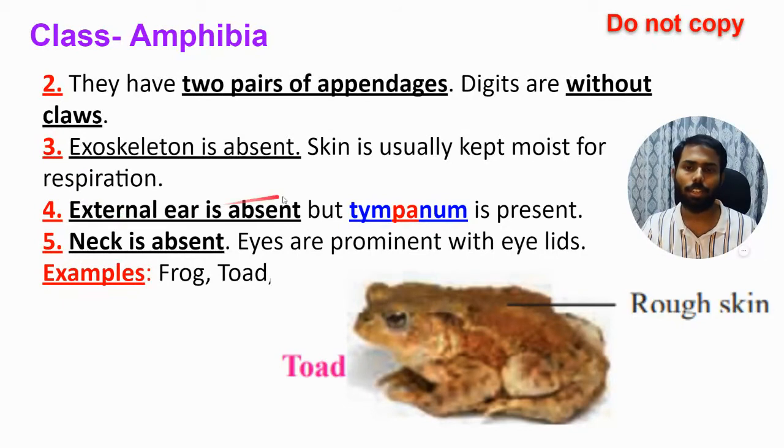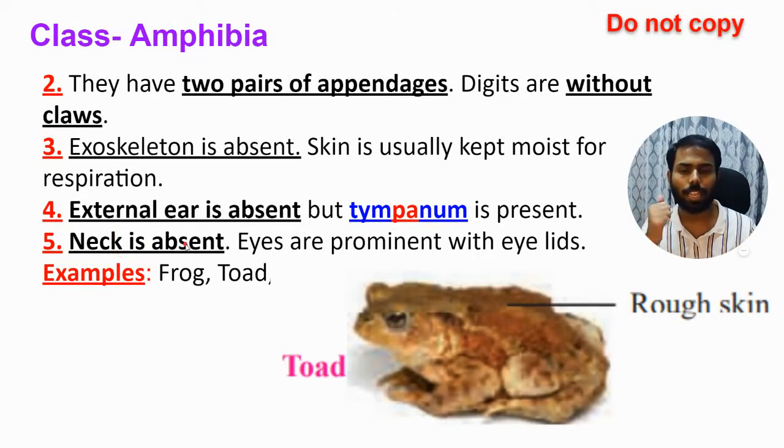Next, external ear is absent. External ear यानी यहाँ पे हम लोग को कैसे external ear होता है, dogs also have external ears, elephants have external ears, that will be absent. But टिम्पनम, ओके, टिम्पनम इज प्रेजेंट. व्हाट इज टिम्पनम? अंदर का जो ईयर ड्रम होता है उसको टिम्पनम बोलेंगे. सो अंदर का ईयर ड्रम प्रेजेंट है, बट ऐसा बाहर कोई एक्सटर्नल कान नहीं होगा, ईयर नहीं होगा.